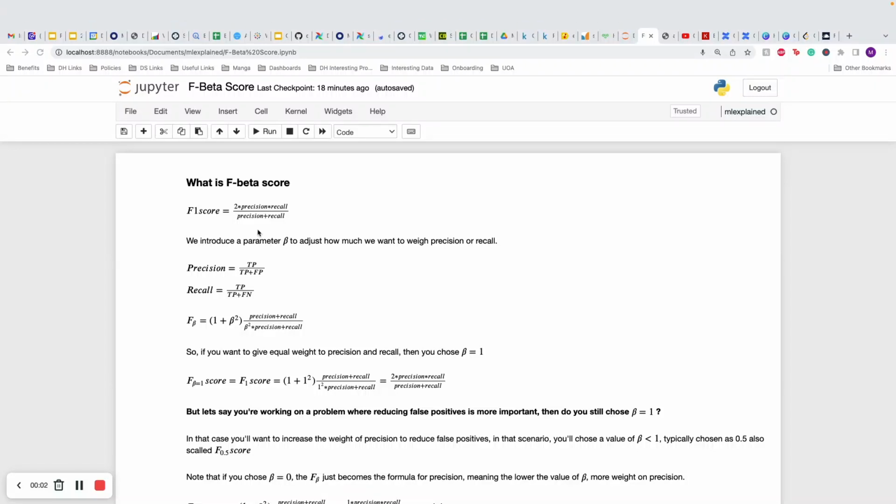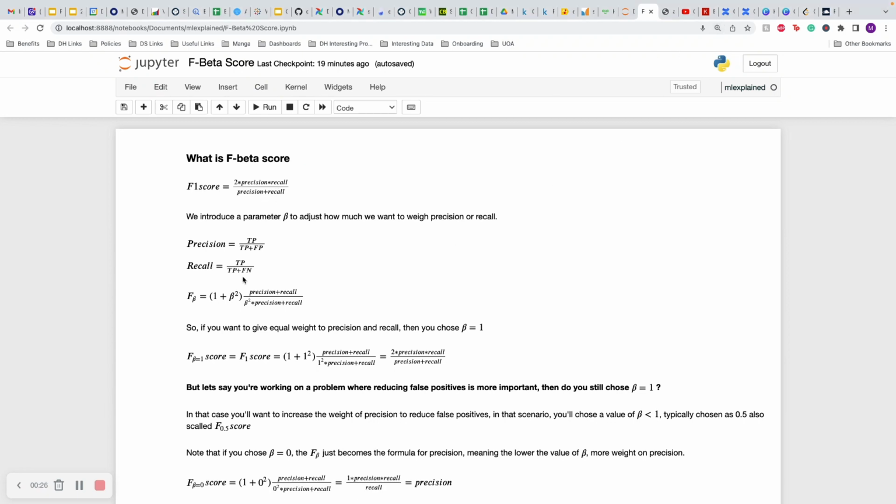Hello everyone. Today we'll be going over what the F beta score is and when you should use which beta parameter in your binary classification models. We all know about the F1 score, which we usually use whenever we have any kind of imbalance in our data to check for the metric value and accuracy. And as a recap, the F1 score is 2 times precision into recall divided by precision plus recall.